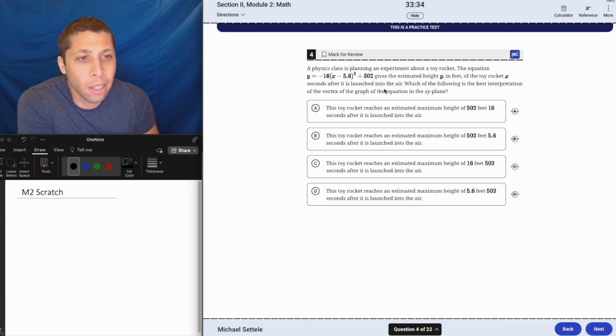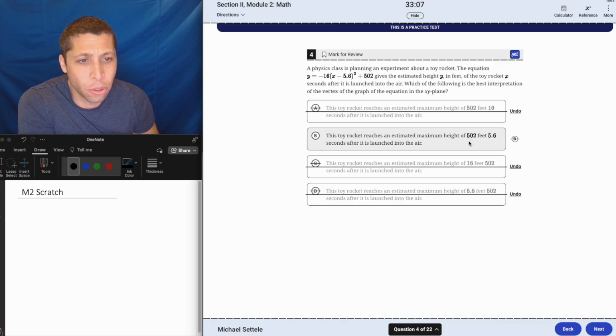Here's this thing. X seconds of his launch. The following is the best interpretation of the vertex. Vertex is a maximum in this case because it's a negative a. So anything that sounds like a maximum. Okay, they all say that. So 5.6 is the time. 5.6 is the x coordinate. So 5.6 seconds. So 5.6 feet? No. 502 feet, 5.6 seconds of his launch. Yes, because that's the x and that's the y.